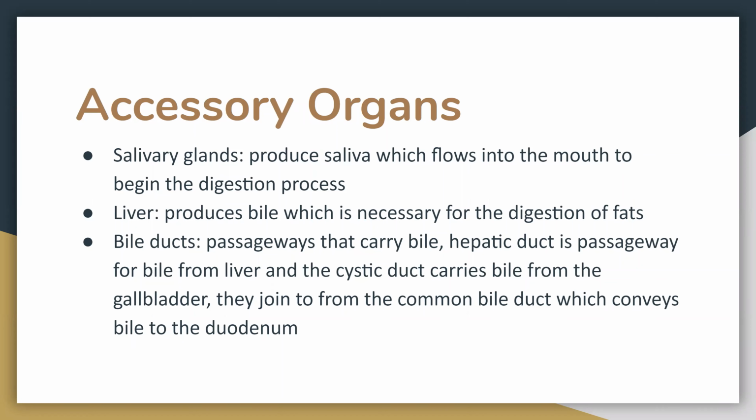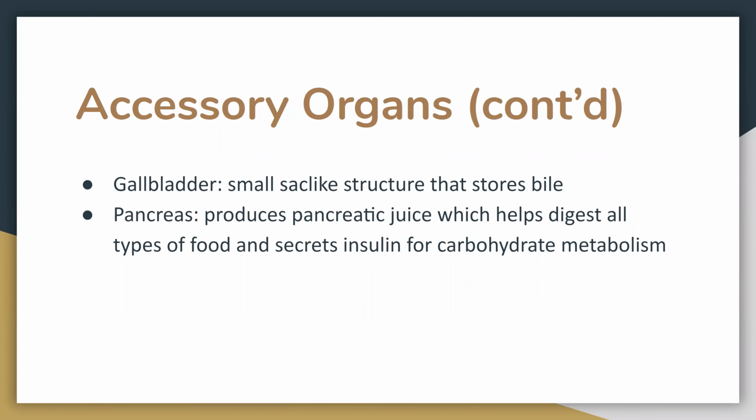Hepatic duct is a passageway for bile from liver. And the cystic duct carries bile from the gallbladder. They join to form the common bile duct, which conveys bile to the duodenum. Now, you also have the gallbladder, which is a small sac-like structure that stores bile. And you have the pancreas that produces pancreatic juice, which helps digest all types of food and secretes insulin for carbohydrate metabolism.